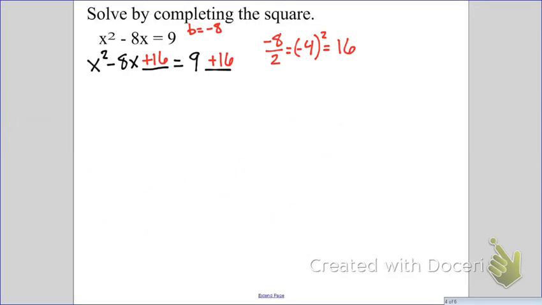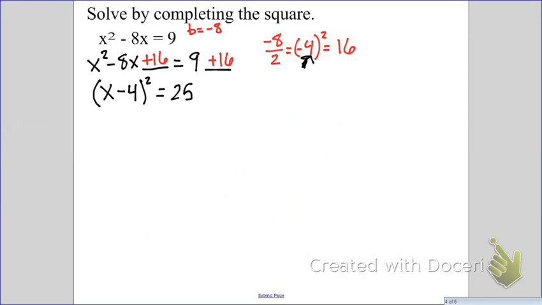Now we write the factored form of x squared minus 8x plus 16. What perfect number made this perfect square trinomial? It was a negative 4. You can also look right here for that number. Write parentheses and square it, and 9 plus 16 is 25.